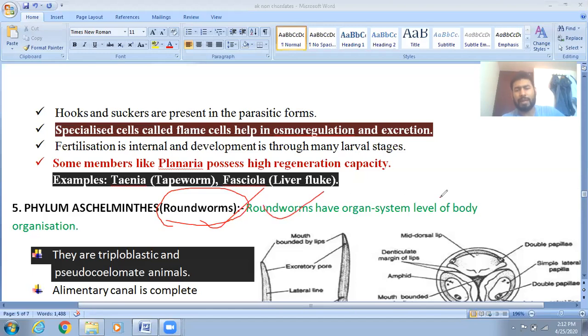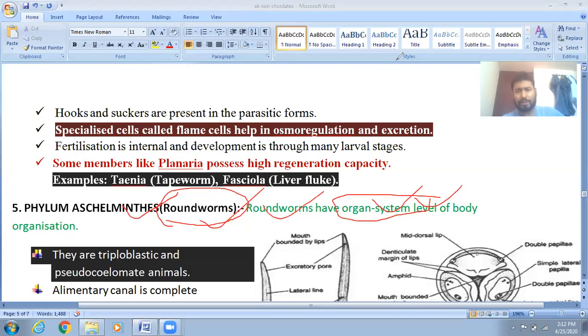Okay. And if you check the organ system level of organization, I have already talked with you about it. First is the protozoa, with protoplasmic level organization. Second is the cellular level organization found in the Porifera, then tissue level organization found in the coelenterates, and then organ level organization found in the Platyhelminthes. And now we are discussing the Aschelminthes. Aschelminthes have the organ system level of organization.